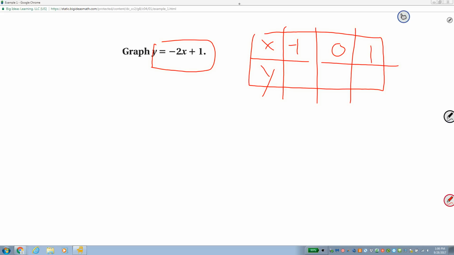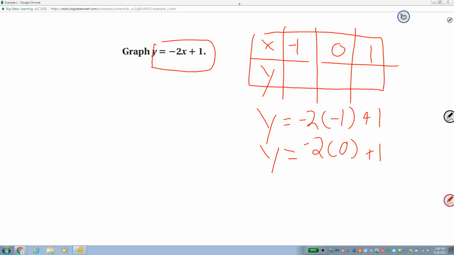If you are really, really confused on how things should go for this, then write it like this. Y equals -2(-1) + 1. Y equals -2(0) + 1. And Y equals -2(1) + 1. This is just showing you that we are plugging in these numbers for X.